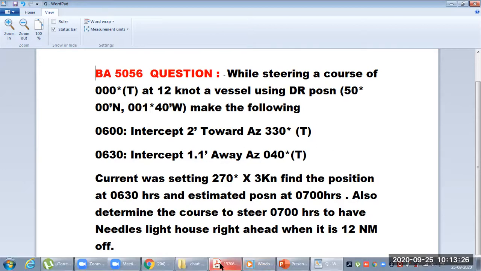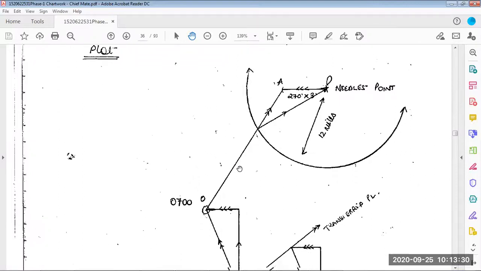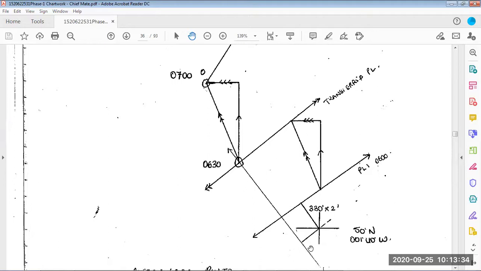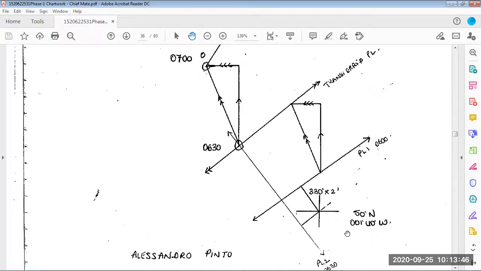So let's see, this is the rough plot. So this is somewhere your Needles lighthouse. First we have this DR position. So we know from this that we have the DR position, we have this azimuth 330 at 2 miles, we get first PL of 0600. Then second we plot this 040 and 040 away 1.1 miles, so we got the second PL of 0630.